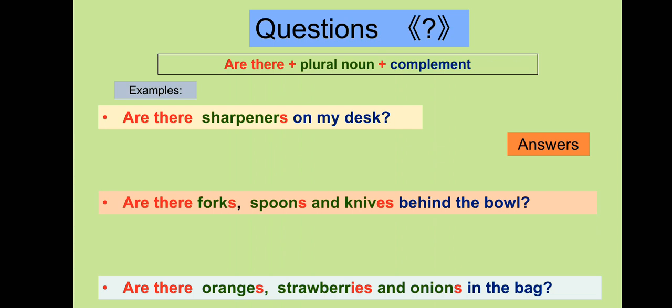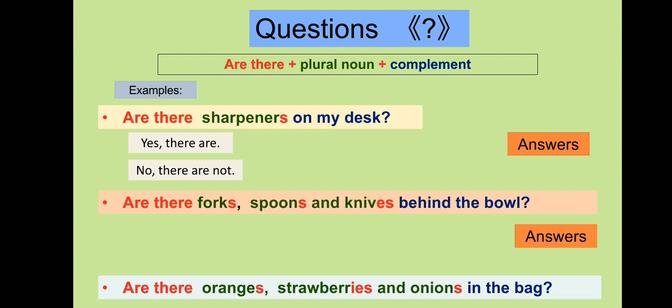Here we have two possible answers. Yes, there are, which is a short way, and no, there are not. Or you can also say no, there aren't. Are there forks, spoons, and knives behind the bowl? You say yes, there are, or no, there are not. Finally, you have are there oranges, strawberries, and onions in the back? You can also say yes, there are, or no, there are not.